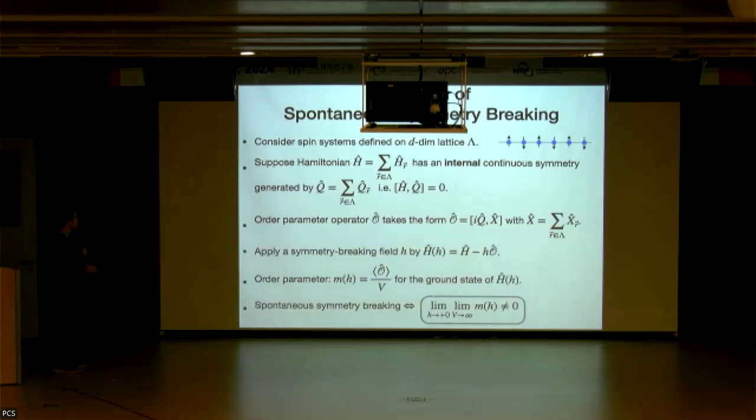Then I apply a symmetry breaking field H by replacing the Hamiltonian this way, and I compute the order parameter as a function of H using the ground state of this Hamiltonian under the external field. And I say the symmetry is broken if this expectation value does not vanish when I take the H goes to 0 limit after taking the thermodynamic limit. Okay, so that's the definition of spontaneous symmetry breaking.